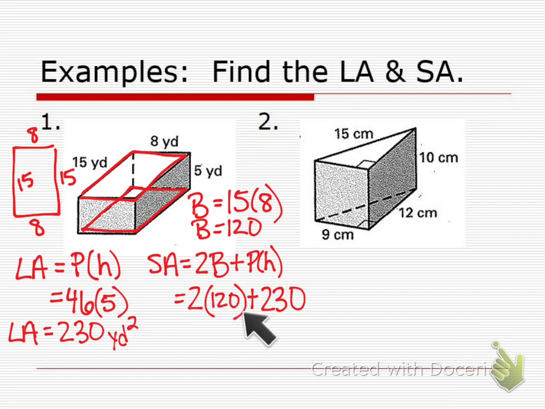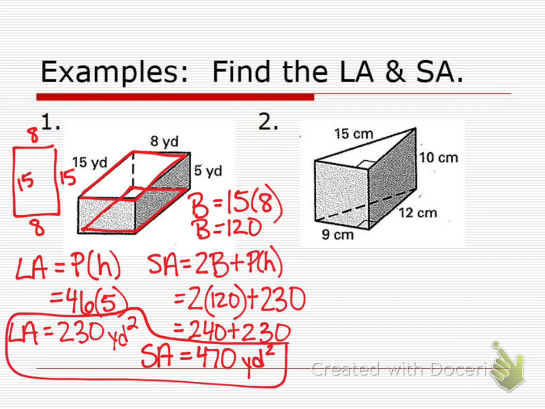So 2 times 120 plus 230. 470. Yes, it will end up being 470. 2 times 120 gives us what? 240. And then we add the 230. So our overall surface area is 470 yards squared. It's still a type of area. We still have to square our units.